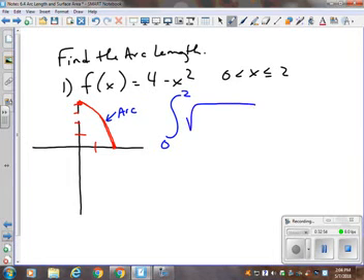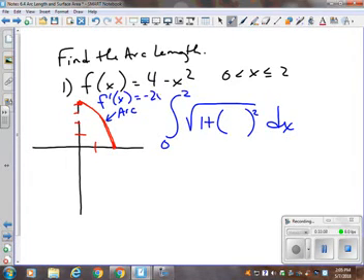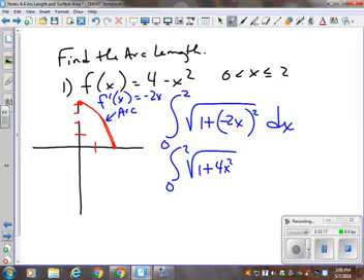I've got a big square root with 1 plus a big parentheses that has a square on the outside, and all I need is the derivative to plug in. So first we have to find the derivative, which is negative 2x. We plug that in. Right? We can square that in our heads and simplify that out to be 4x squared dx.